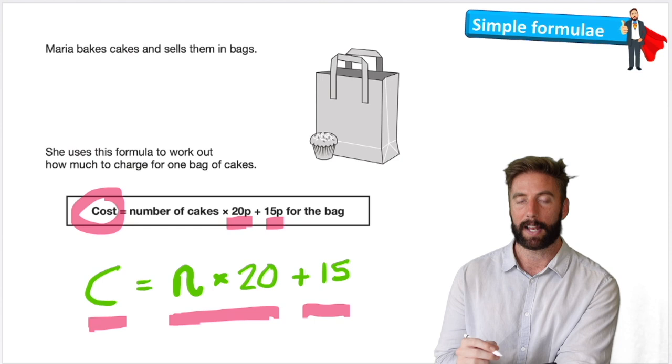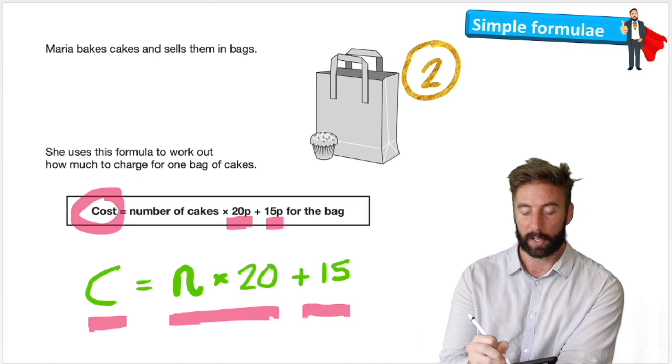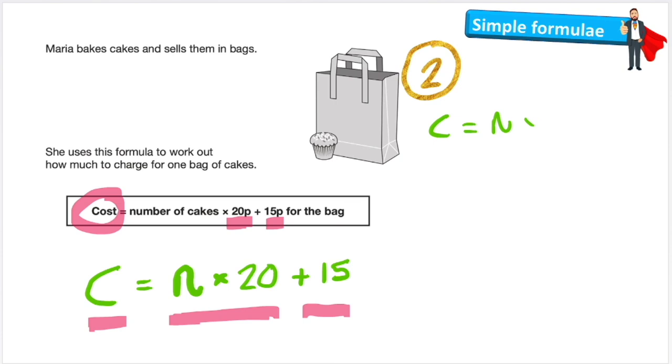Let's see an example of that then. Let's imagine that I buy 2 cakes. So let's start by writing our formula. C equals n times 20 plus 15. And the first thing we're going to do, we're going to substitute the n for my quantity, and we've got 2. So C equals 2 times 20 plus 15.